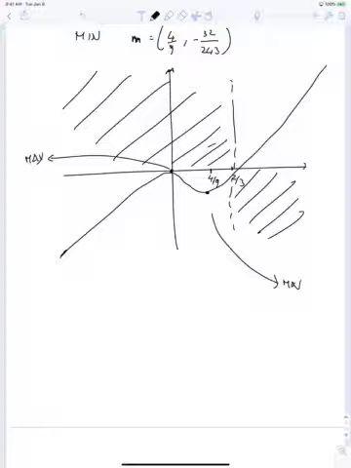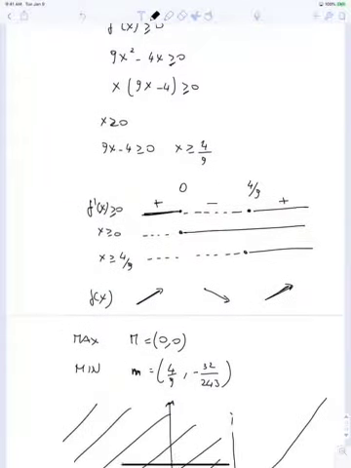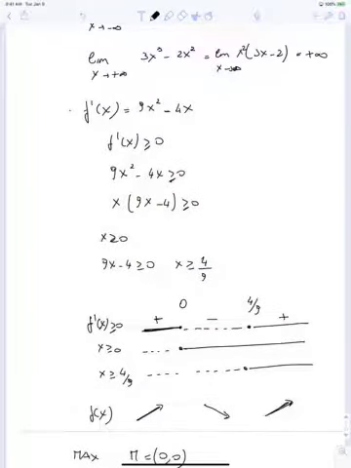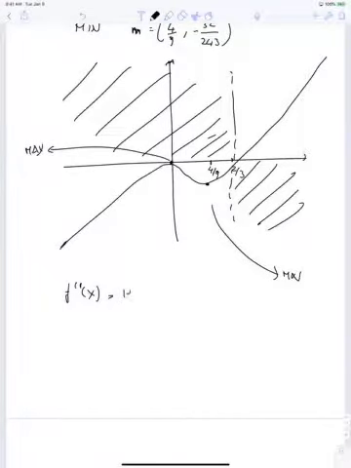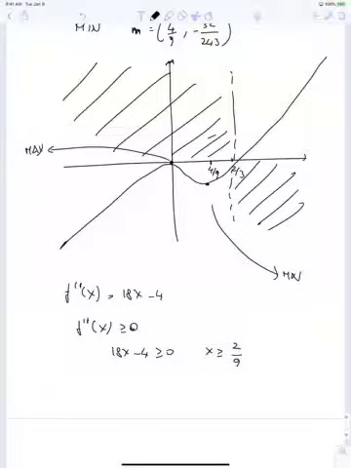So if we have the second derivative of x, it's the derivative of the first derivative, so this is going to be 18x minus 4. So f second greater than 0 means that 18x minus 4 is greater than or equal to 0, which means x is greater than or equal to 4 divided by 18, which is 2 divided by 9.